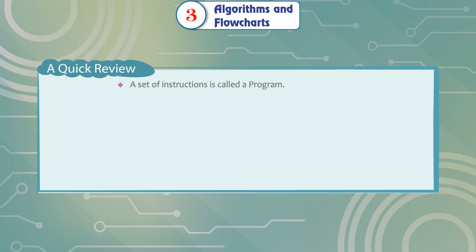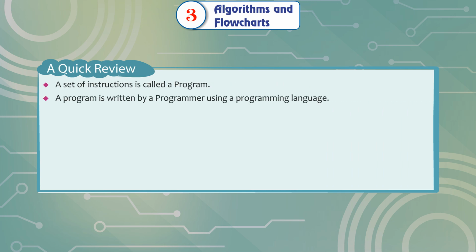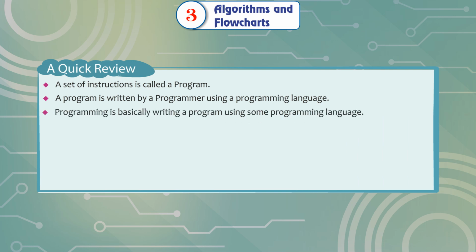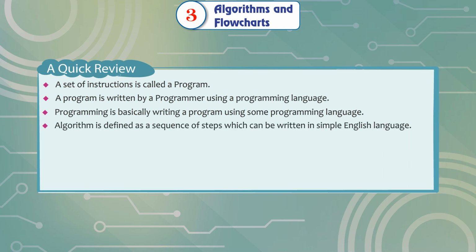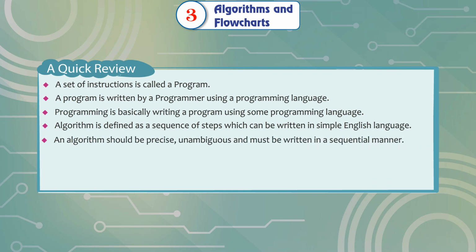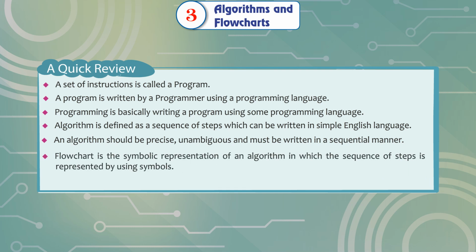A quick review. A set of instructions is called a program. A program is written by a programmer using a programming language. Programming is basically writing a program using some programming language. An algorithm is defined as a sequence of steps which can be written in simple English language. An algorithm should be precise, unambiguous, and must be written in a sequential manner. A flowchart is the symbolic representation of an algorithm in which the sequence of steps is represented by using symbols. The process of drawing a flowchart is called flowcharting.